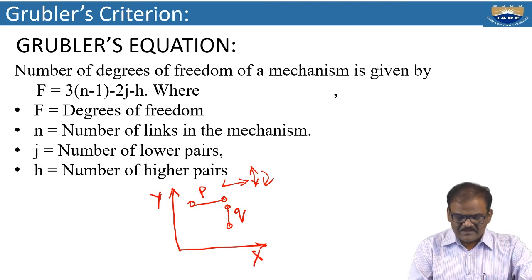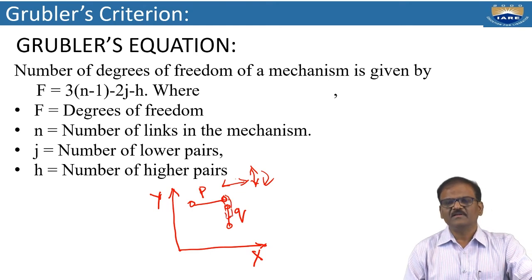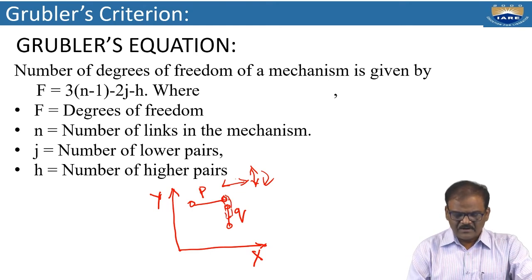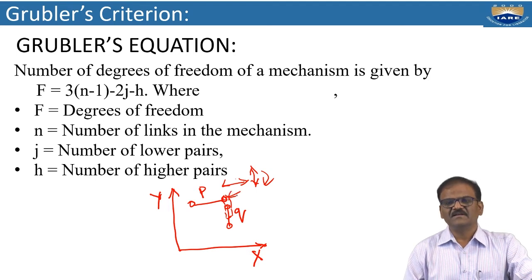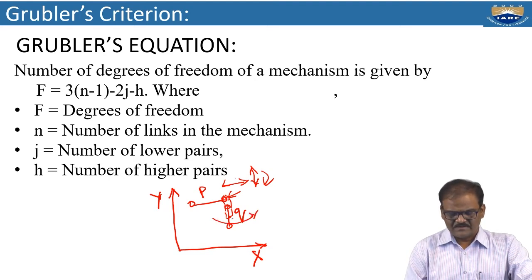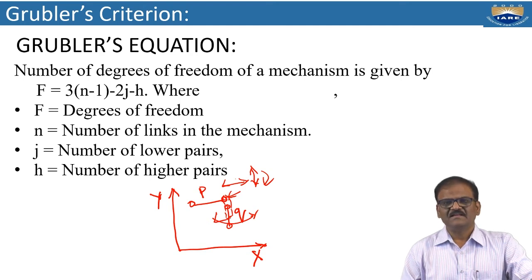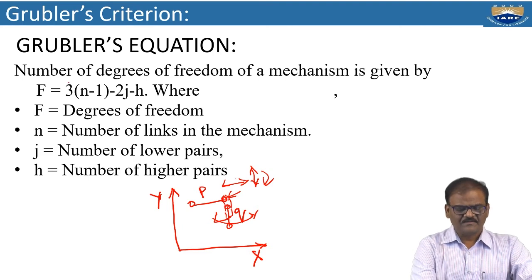Further, if you join these P and Q at this point where I have given the indication, that particular joint constrains P from moving in the x direction and Q from moving in the y direction. But only one possibility remains: keep P constant, then Q can be rotated in either direction. That's the reason any link in a plane mechanism can have 3 degrees of freedom.